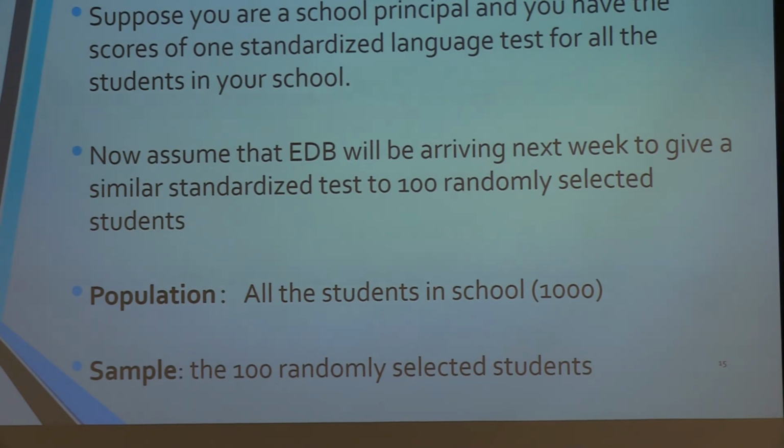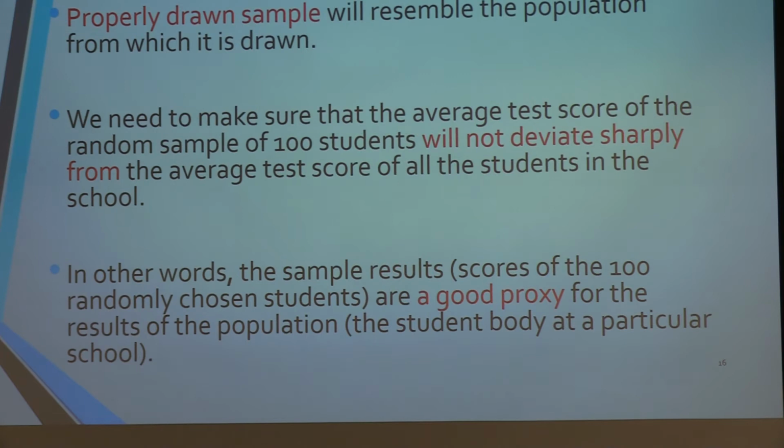So you can see that in most experimental studies, we cannot possibly test all the population, right? We can only test selected samples. But how should we select samples? We should select samples as approximate as our population, right? But how can we do so? Random sampling is one strategy to achieve this. Now, a properly drawn sample will resemble the population from which it's drawn, right?